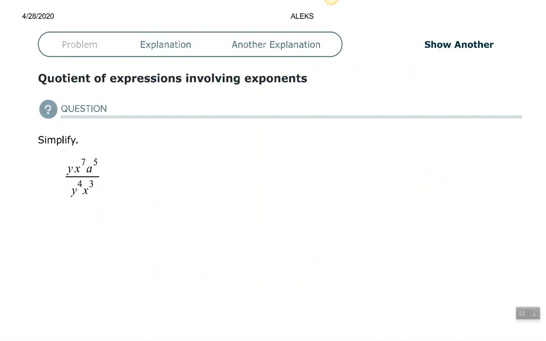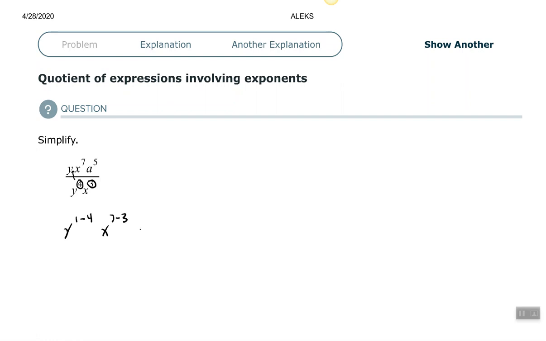All right, so this one we have y times x to the 7th times a to the 5th all over y to the 4th times x to the 3rd. So again, we're going to use our quotient rule with the y's and the x's. The a to the 5th, we don't have another a variable, so it'll just stay where it is. We won't change anything with the a. But with the y, remember this y in our numerator is understood to be y to the first. And you don't always have to write this out, but we're thinking take the 4, subtract it from the 1 that's in the numerator with the y's. For the x's, take the 3, subtract it from the 7.